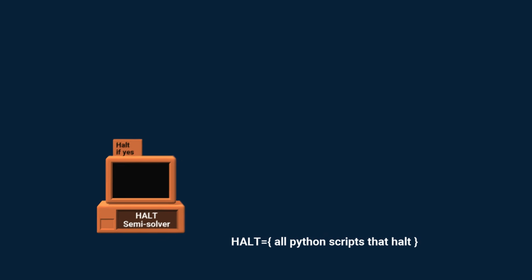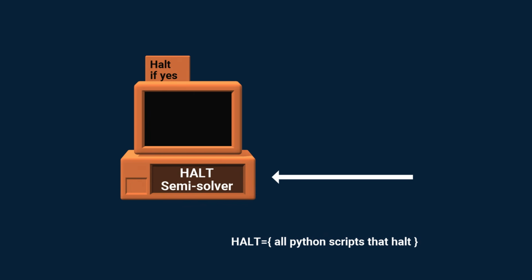Here's how this semi-solver handles the halting problem. We'll feed it with a Python script that contains a 10-iteration loop. The machine will simply run the program, and if it halts, it will say yes. Now we'll feed it a script that contains an infinite loop. The machine will run this script forever and get stuck.